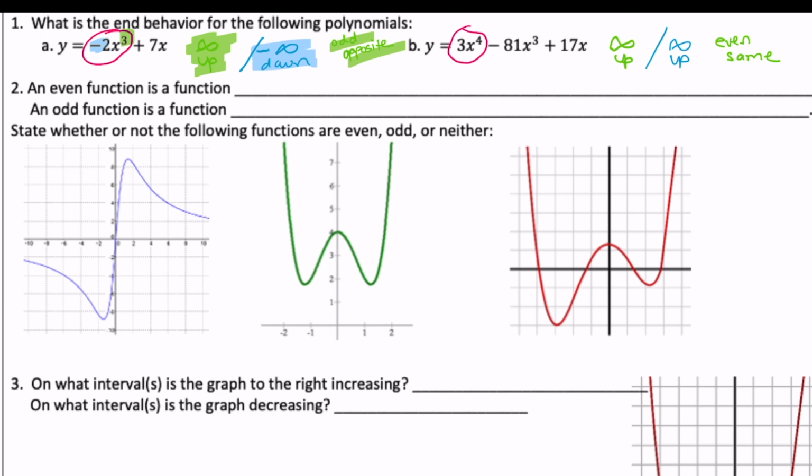For B, the exponent is 4, so it is even. We have an even degree, so even, same. We start up. So the end behavior for the second is up, up.